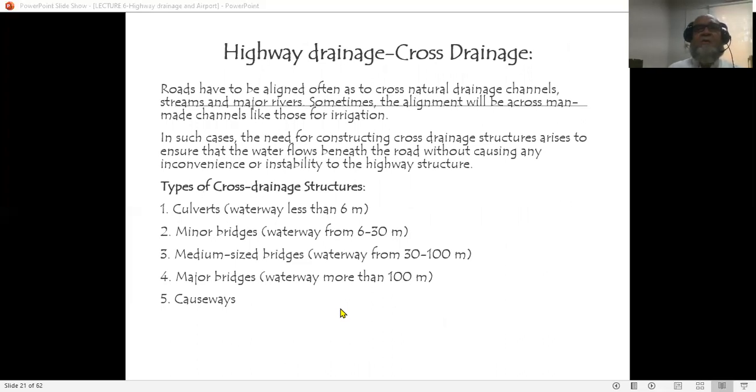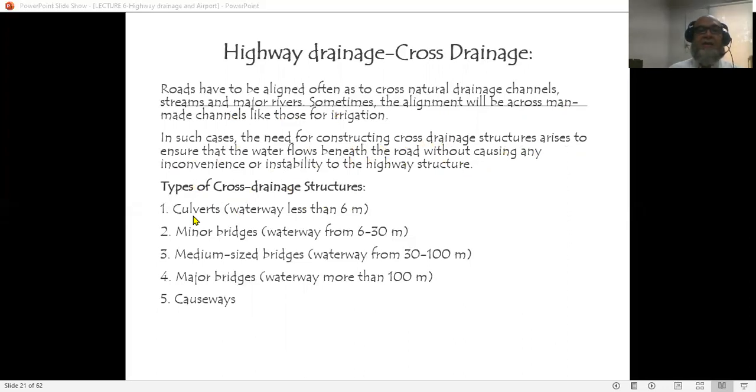Another type of drainage system is what we call cross drainage. Roadways have to be aligned to cross natural drainage channels, streams, and major rivers. Sometimes the alignment will cross man-made channels like those for irrigation. In such cases, the need for constructing a cross-drainage structure arises to ensure the water flows beneath the road without causing any inconvenience to the highway structure. There are five major types of cross drainage works.